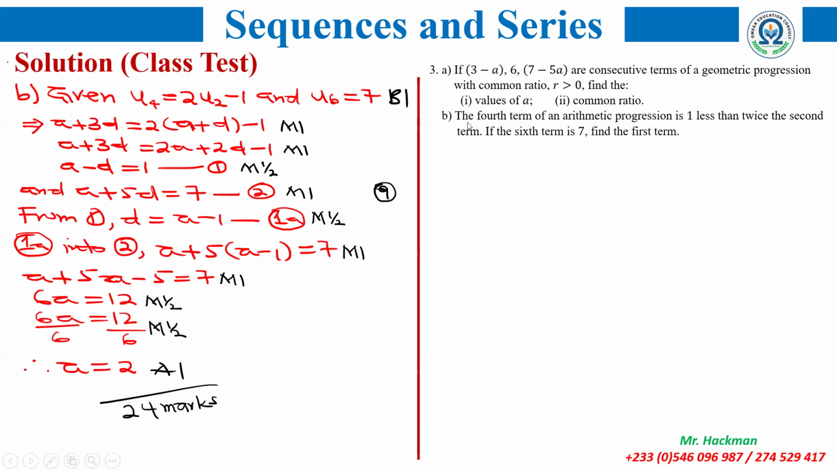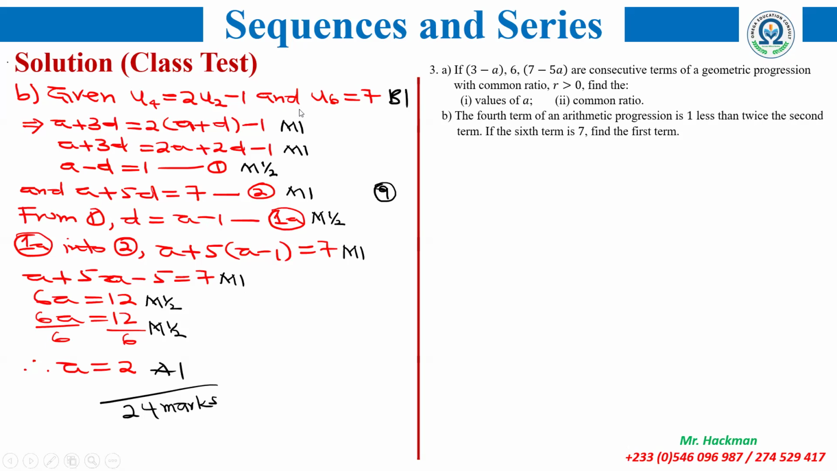So B, the fourth term of an AP, arithmetic progression, is 1 less than twice the second term. If the sixth term is 7, find the first term. Okay, so this is it. All right, so in this case, we need to get the relation here in terms of maths. So the fourth term, u sub 4, we are told is 1 less than twice the second term. So twice the second term will be 2 u sub 2. 1 less than will be -1. Is my point well made?